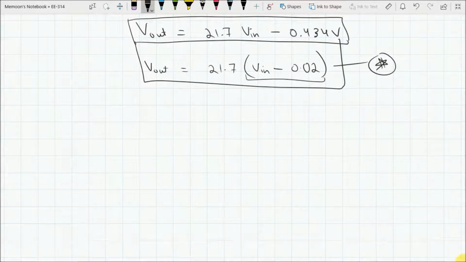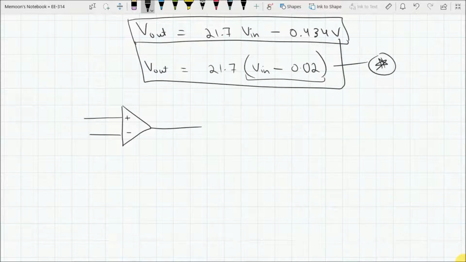Because the expression V in minus 0.02 is inside these brackets, automatically this becomes the first stage of our circuit. So what we want to do is subtract 0.02 volts from our input voltage. So let's apply an input voltage at the positive terminal and apply 0.02 volts at the negative terminal. We'll keep modifying this circuit, but just for the sake of it, let's do it like this first.